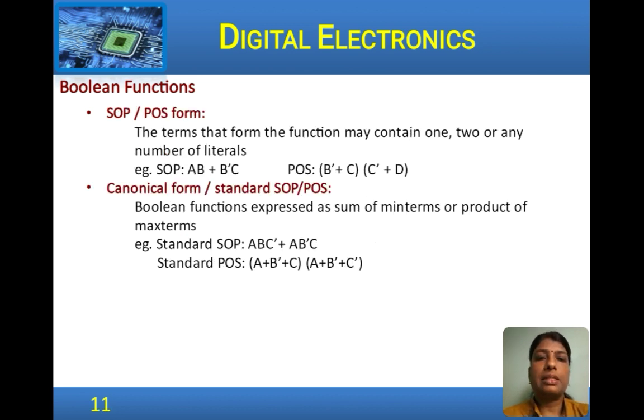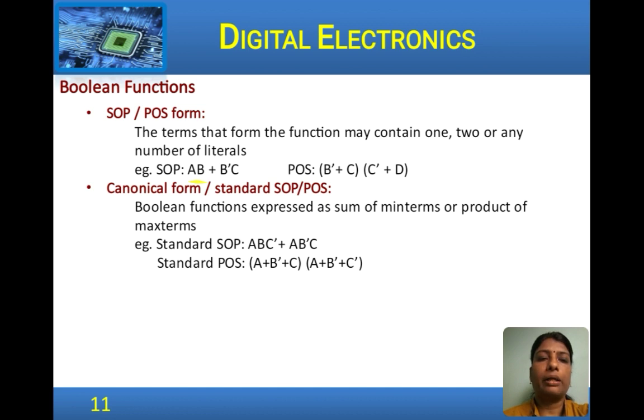Next is SOP, sum of products, or POS, product of sums. So the terms that form the function may contain 1, 2 or any number of literals, not necessarily all the literals. So the terms which can contain either 1, 2 or 3 or any number of literals form the sum of products or product of sums. So sum of products, that is product AB and B'C, the sum of it gives the sum of products.